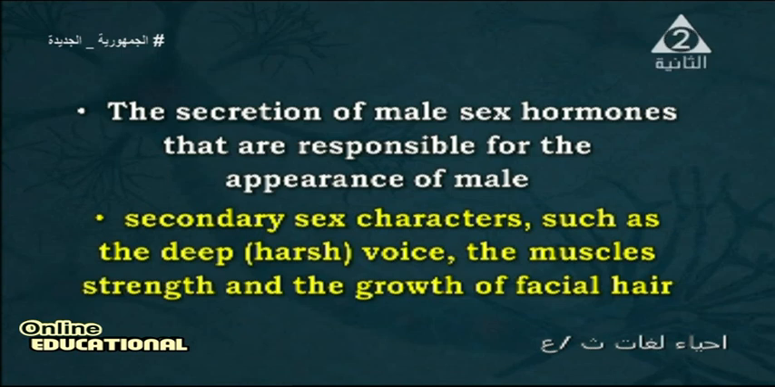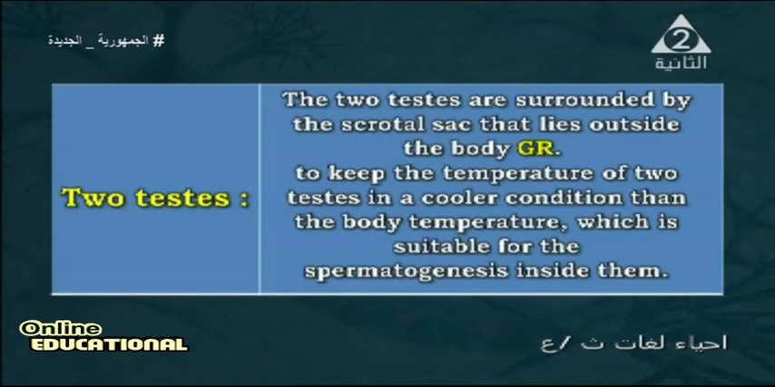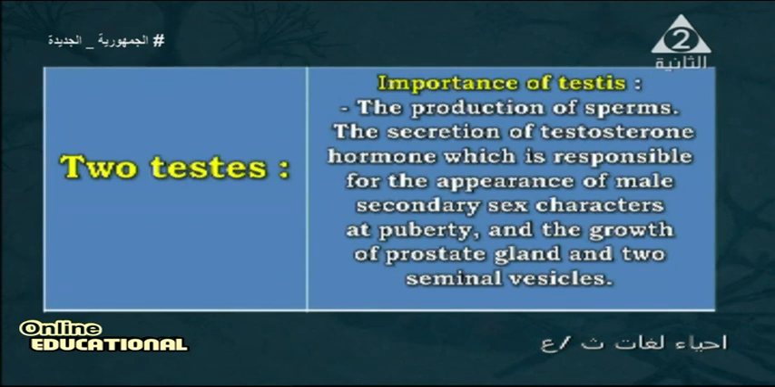The structure of the male genital system consists of, number one, two testes, okay, the two testes outside of the body, kept in a scrotal sac. This scrotal sac keeps them at a temperature lower than body temperature to continue production of sperm. Two testes surrounded by the scrotal sac outside the body keep the temperature cooler than body temperature for spermatogenesis. What is the importance of the two testes? Production of sperm and secretion of testosterone hormone.